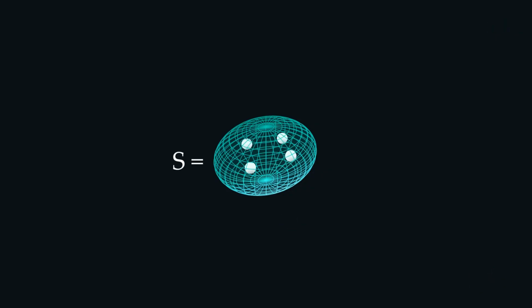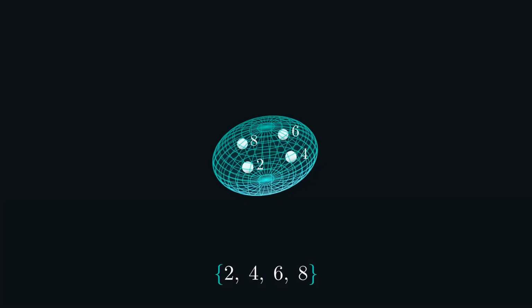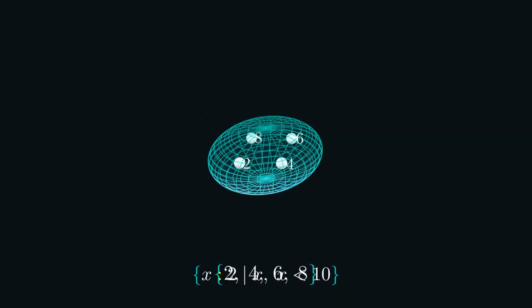I can describe a set by listing its elements inside curly braces. The set of positive even integers less than 10 is written as the collection containing 2, 4, 6, and 8. If I want to describe a set by a property instead, I write S equals the collection of all x such that x satisfies some property P. The colon reads as "such that."